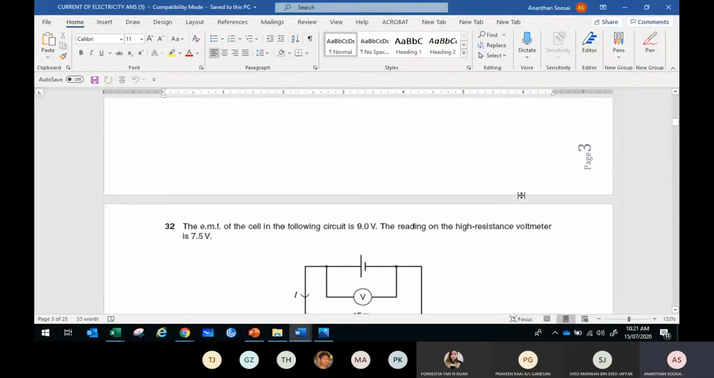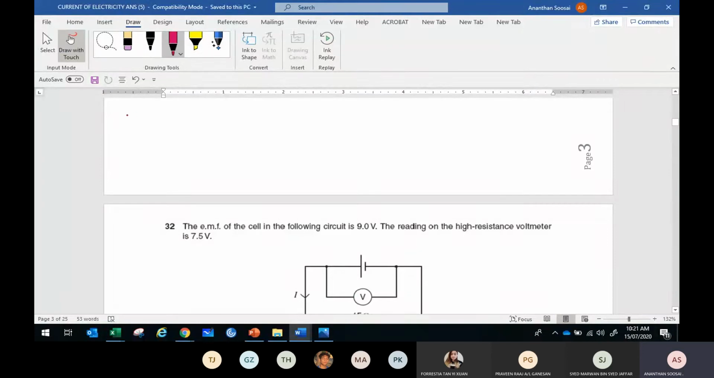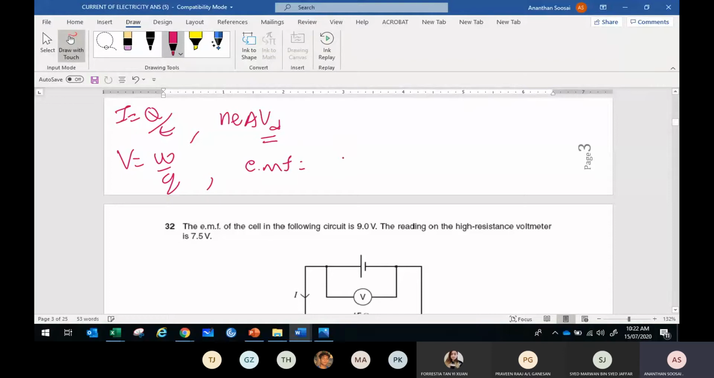So far what we learned in this topic, just a small recap before we do the questions. Current is what? Q over T. Then current, what is another formula? nAvQ, drift velocity. The derivations have to know. Then voltage is what? Potential difference. Work done per unit charge. Okay. Then what else? Then EMF. EMF is what? Again, other forms of energy changed to electrical energy per unit charge.